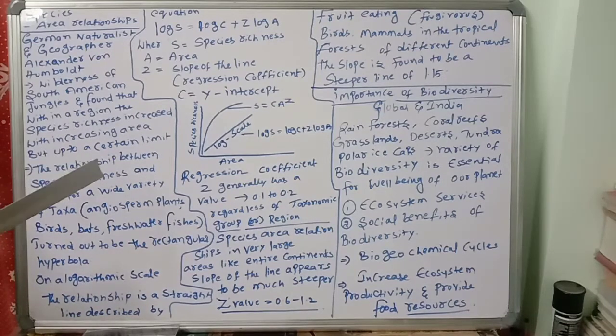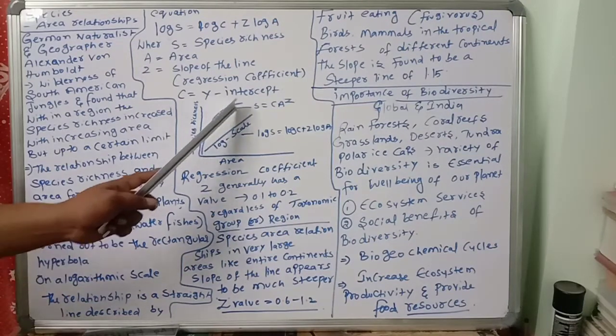Next, the relationship between species richness and area for a wide variety of taxa. Species richness, you know very well. Angiosperms, plants, birds, bats, freshwater fishes, all come under species. The area is good, species also good. So species richness and area for a wide variety of taxa gives a hyperbola.